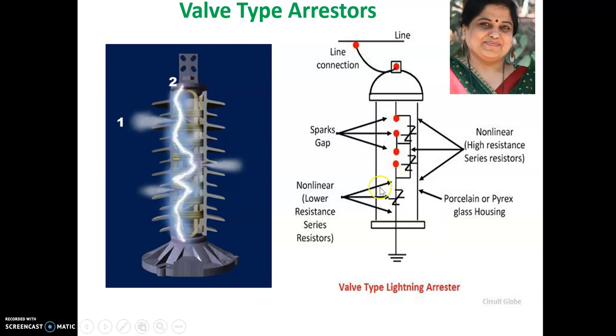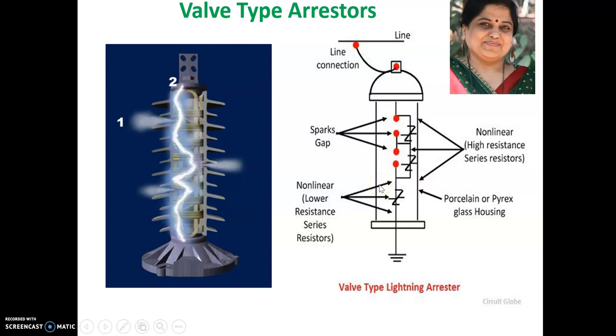Now in this valve type arrestor, a non-linear resistor is connected. Now what is non-linear resistance? The name itself implies it: non-linear resistance means the resistance of this resistor will be very high at low voltage. During normal operating condition the voltage is less, so resistance will be very high. But when overvoltage comes, the voltage is high, so resistance will drop down. So during normal operating condition, voltage is less, resistance is high, and therefore leakage current will be controlled.